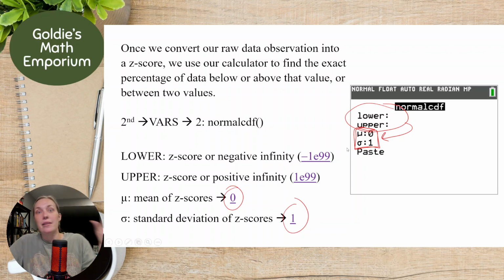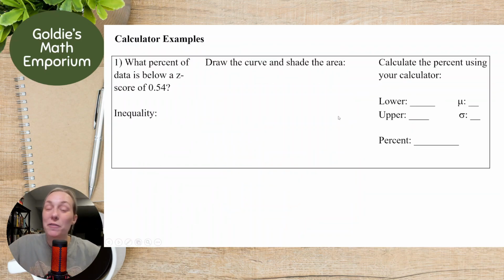Okay, that's a lot of setup. Let's get into a few examples. This is actually how we're ending the notes for today. We're going to continue in the next set of notes. But for today, we're just going to end with a few calculator examples of how we find these proportions or percentages. So let's say, what percent of data is below a z-score of 0.54.